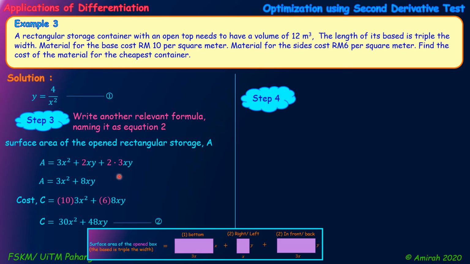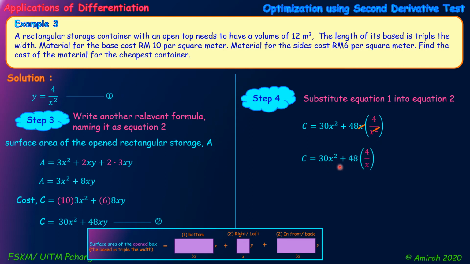Then we continue with step 4. Substitute equation 1 into equation 2. From equation 2, we have cost equals 30x squared plus 48xy. This is the cost formula in terms of variables x and y. Then we replace y equals 4 over x squared, because we want cost in terms of variable x only. After we simplify x and x here, then we get 30x squared plus 48 times 4 over x.